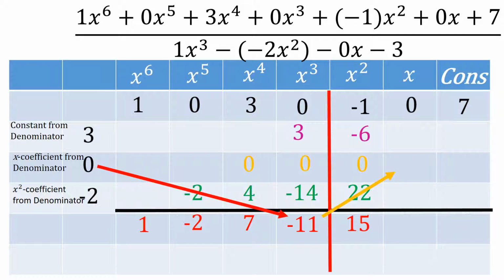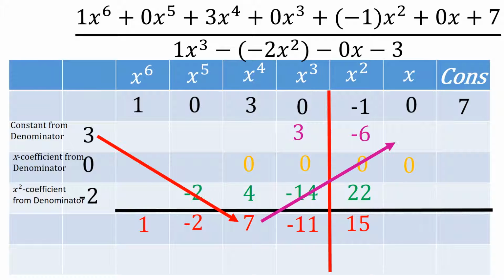Continuing our multiplication process, except this time we start with the 0, the coefficient of x from the denominator. And we take 0 times -11, and we put the result where the yellow arrow points, and that of course is 0. And then we take 3 times 7, and we put the result where the purple arrow points, and that is 21. And then we add the numbers in the x column, 0 plus 21 plus 0, and that of course is just 21.